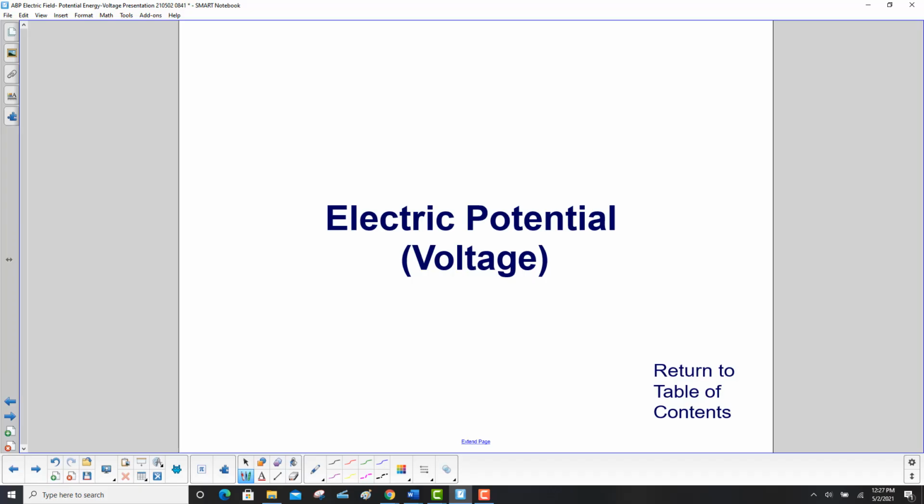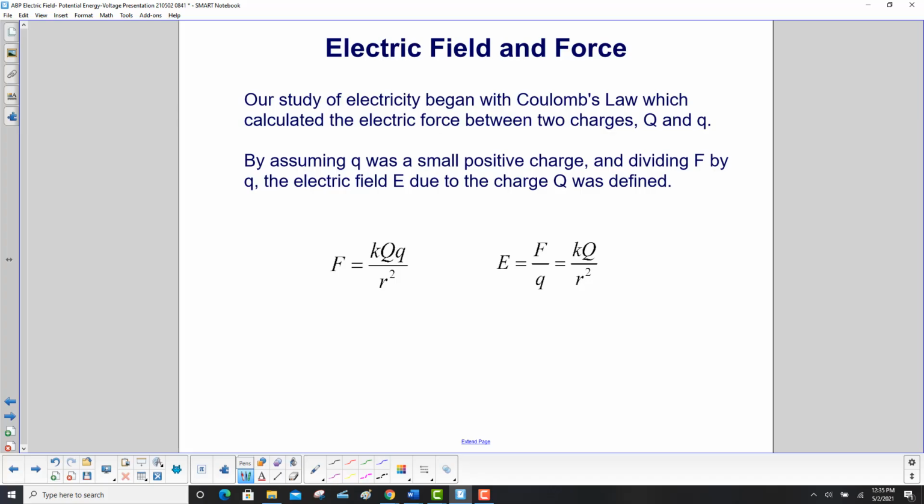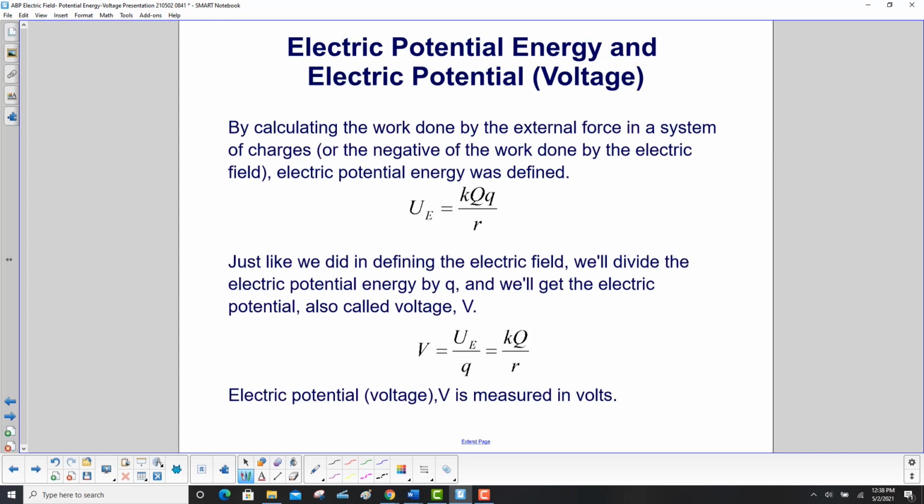Electric potential, or voltage. Our study of electricity began with Coulomb's law, which calculated the electric force between two charges, big Q and little q. By assuming q was a small positive charge and dividing F by q, the electric field due to the charge Q was defined. By calculating the work done by the external force in a system of charges, or the negative of the work done by the electric field, electric potential energy was defined.